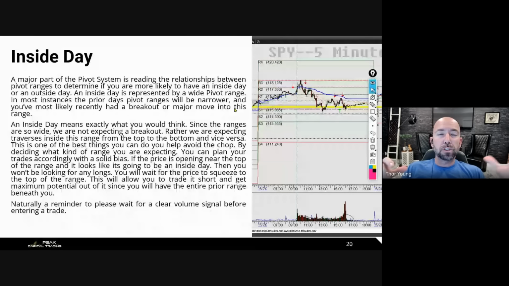So we're going to be utilizing what's called the 2-day pivot relationship. So basically, I'm going to look at yesterday, and I'm going to compare yesterday's cam pivots with today's cam pivots. If the cam pivots yesterday were really, really narrow, and today they're really, really wide, that is what gives us an inside day.